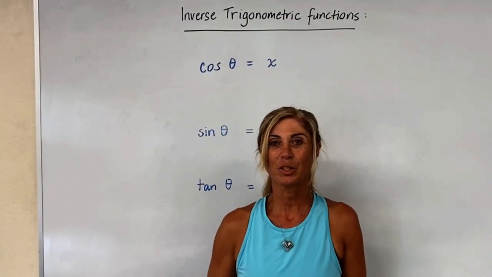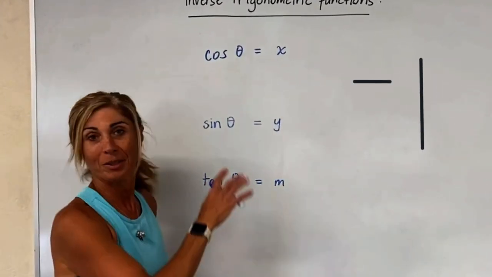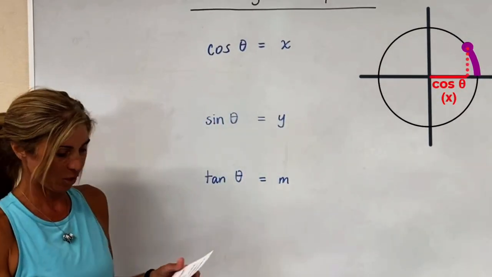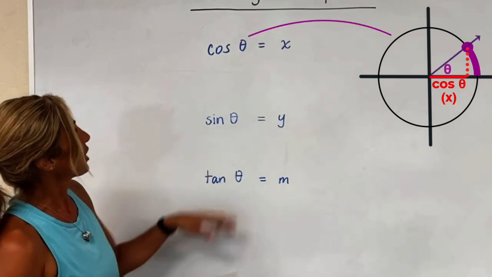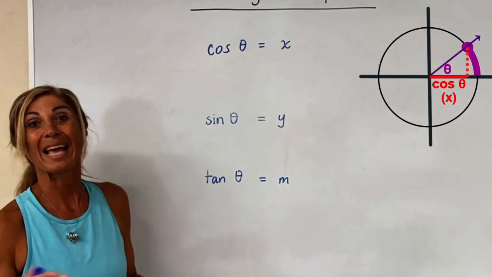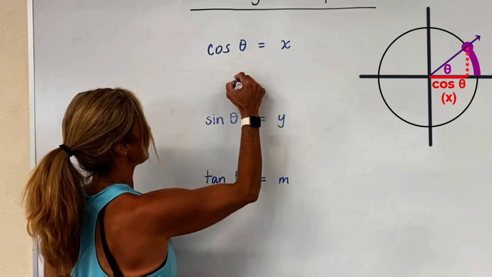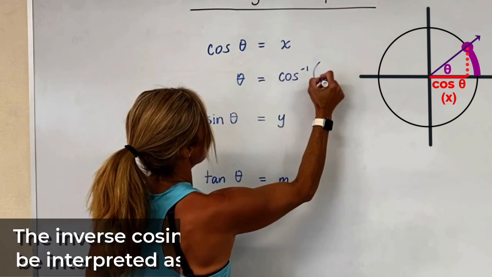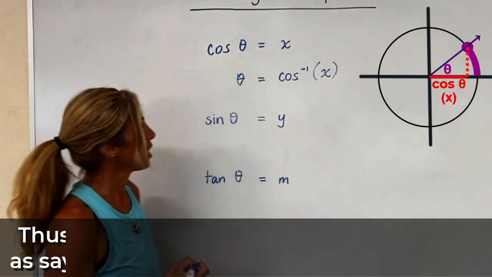Today we are going to look at our inverse trigonometric functions. Recall that we have cosine of theta telling us our horizontal position of the endpoint of an arc. Theta is the angle that corresponds with an arc whose endpoint has this x. So if I wanted to calculate theta, what we are going to do is take the inverse cosine or the arc cosine of x.